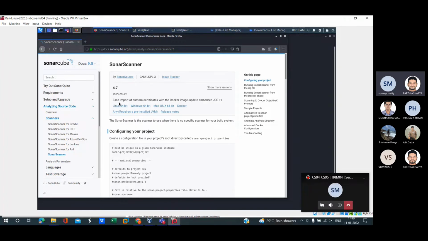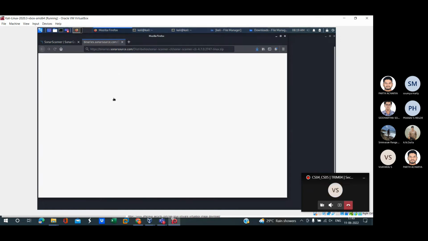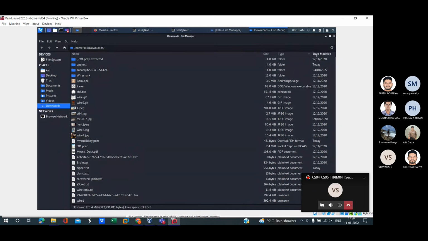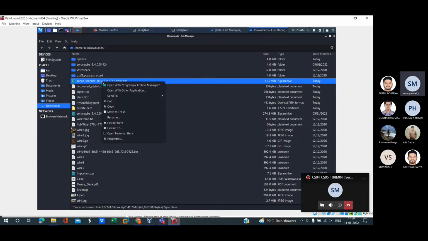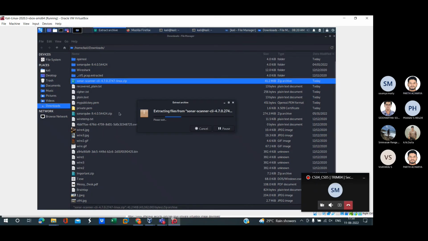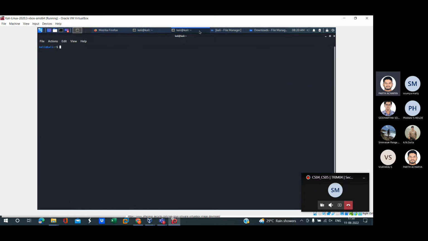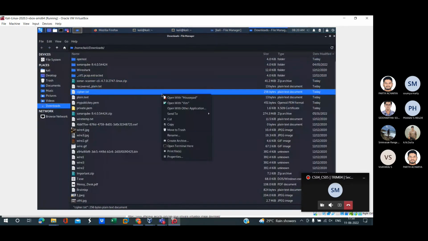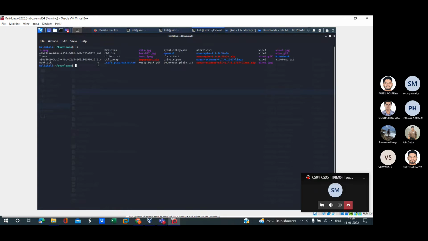Wait for some time. Yeah, it came. Yes, fast. It is very small, 41 MB. Okay. So it is in downloads. Okay, everything got. What was the file name? Sonar scanner. Yeah, Sonar scanner.